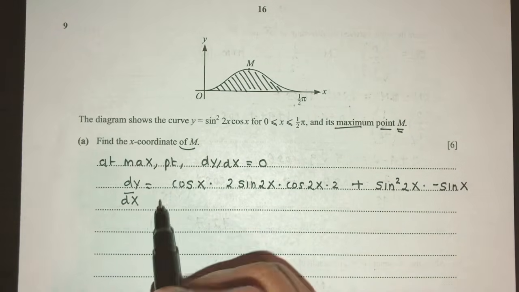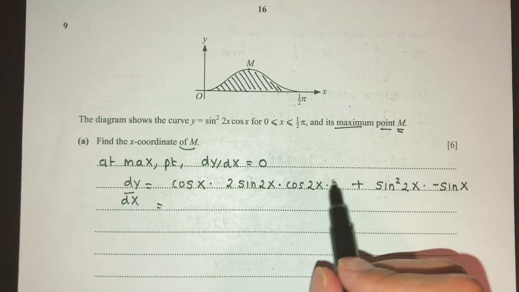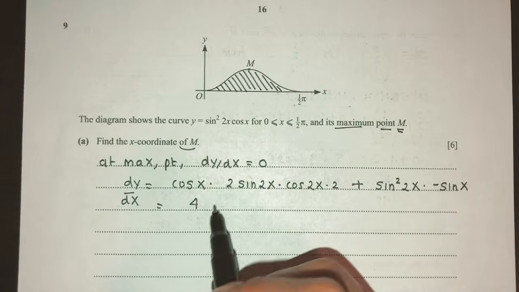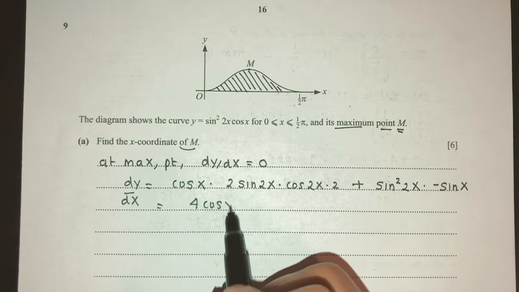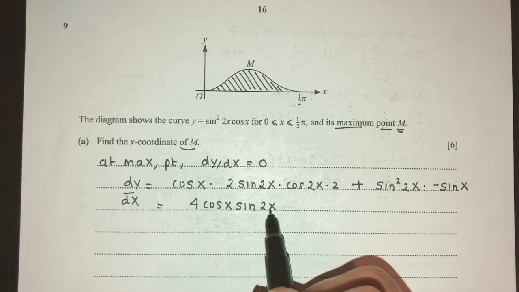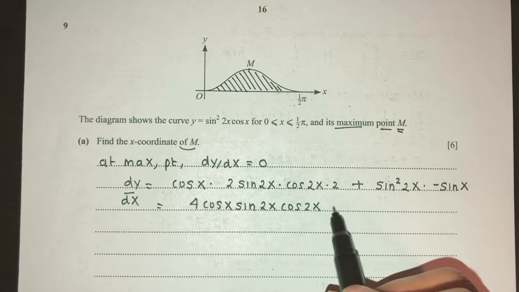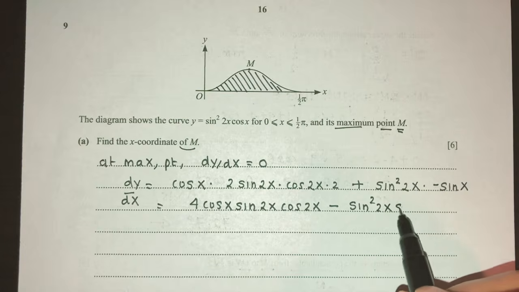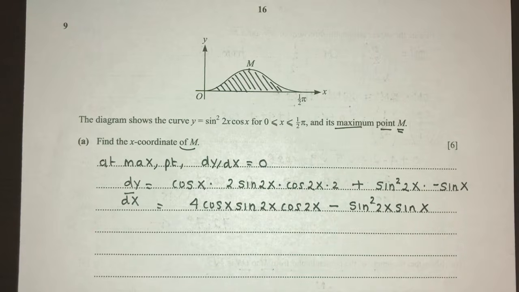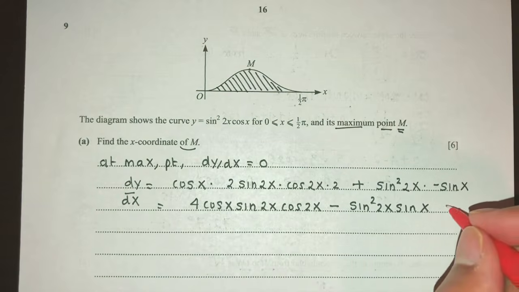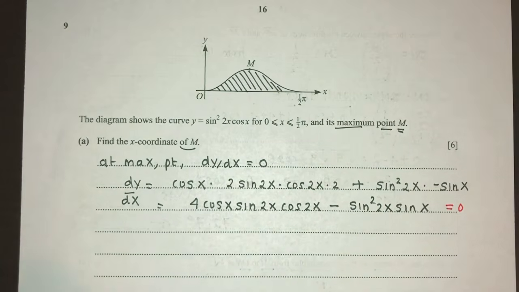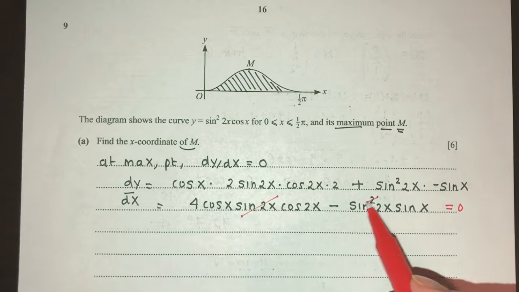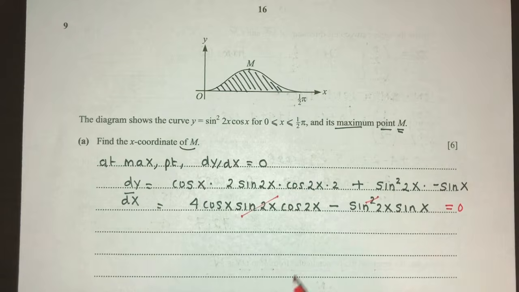So simplify, you will have this 2 times 2 is 4. That will give you 4 cos x sine 2x cos 2x minus sine square 2x sine x. Now as you can see, we have to equate that to 0 to find the stationary point. First thing, we can divide by sine 2x. This will go away.